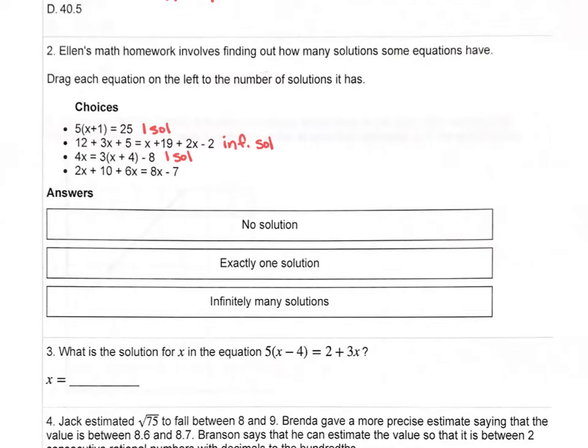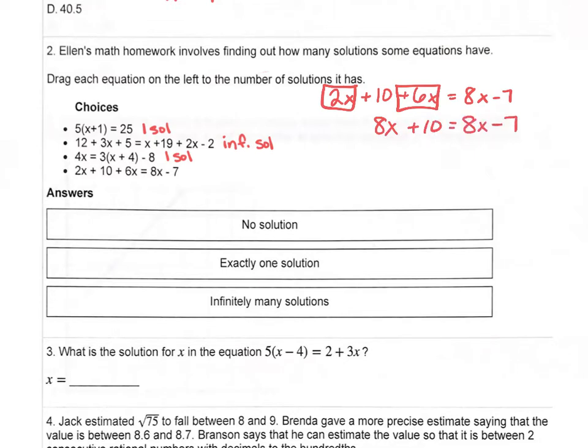And then last, we have this equation 2x plus 10 plus 6x equal 8x minus 7. We can combine like terms on the left side. 2x plus 6x is 8x. Bring down your plus 10. And on the right side, there's nothing we can do to simplify. You'll probably notice that we have 8x and a number on each side, and the numbers are different. So if I look at those, I have an x term on each side. I'm going to get rid of one of them, which actually cancels out both. And we end up with a number equal a number, and it's false. That would be no solution.